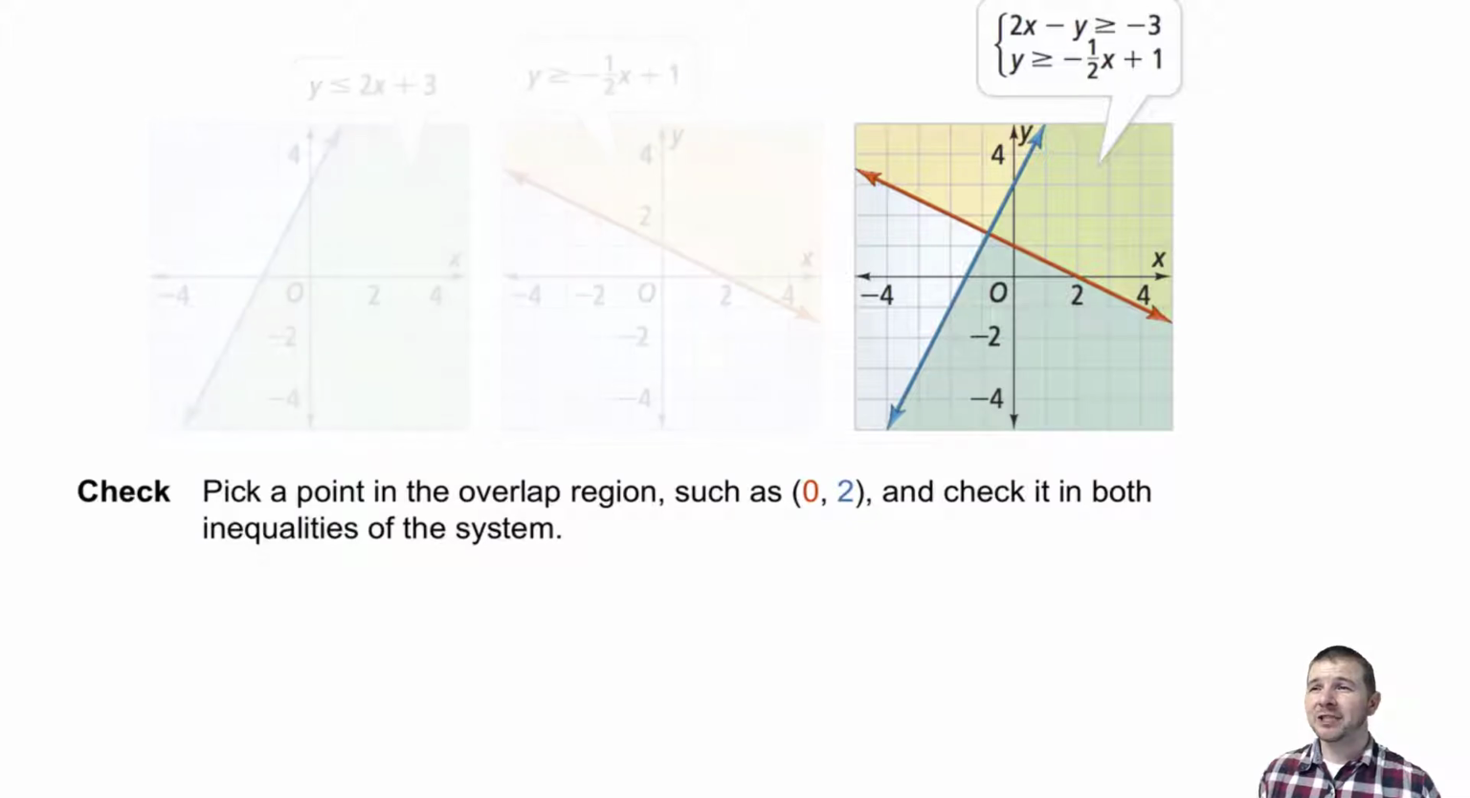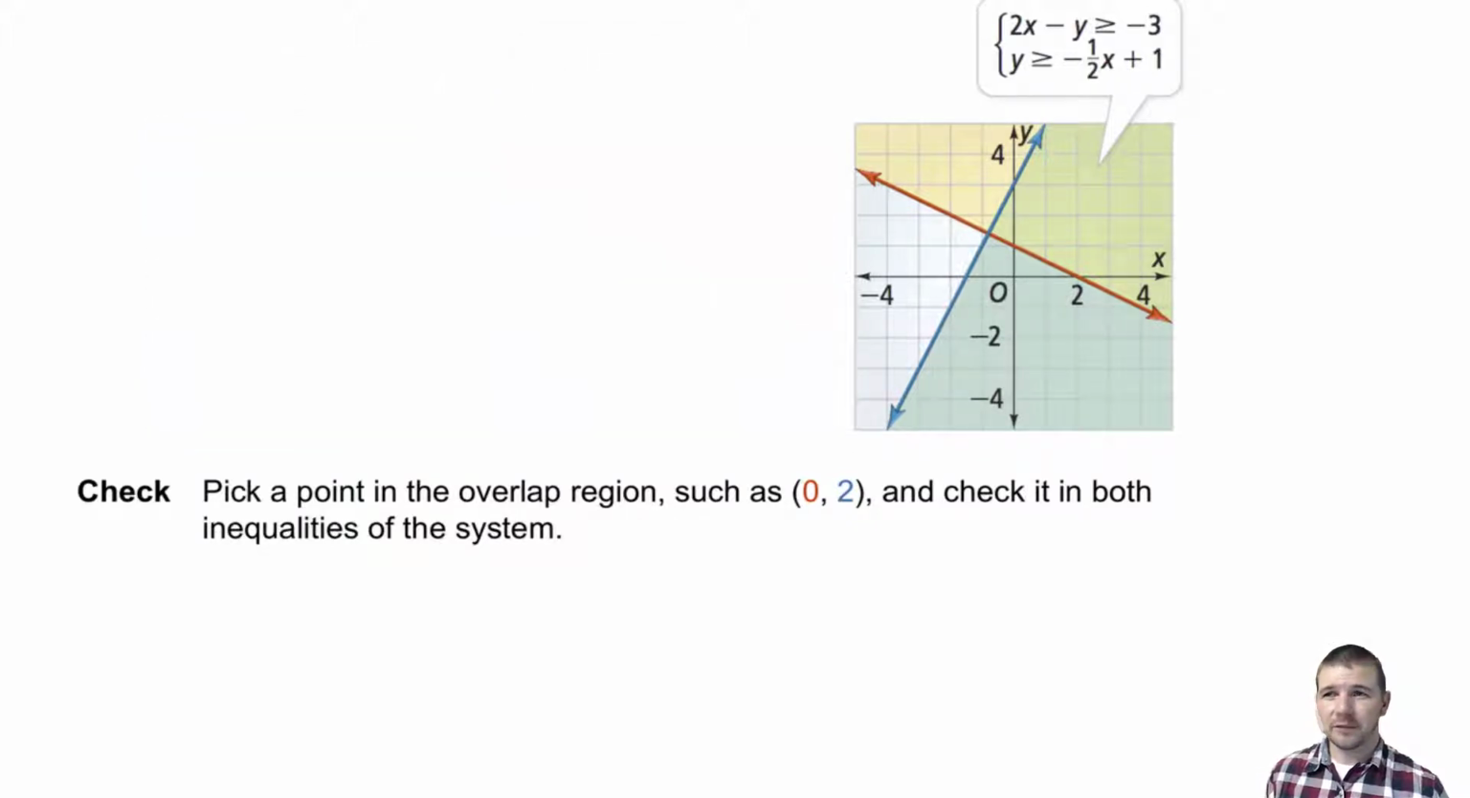And it's a very good idea to check our shaded region. We can pick a point in the overlap region at the top right, such as (0, 2). It's a good idea to choose integers or whole numbers when possible to make the arithmetic easier. But then we want to check that in both inequalities of the system. Remember, our point has to work in both inequalities to be a solution of the system.